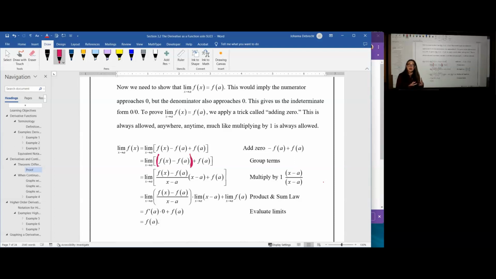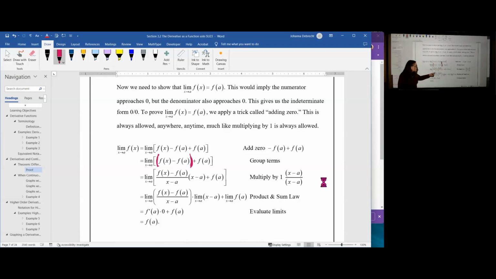Then I multiply by a form of 1, x minus a over x minus a. Can you see where I'm going? I'm trying to build the definition of the derivative. I need it to be applied to the f of x minus f of a part, so I multiply the numerator by x minus a and the denominator by x minus a. Then I use the product and sum law for limits in order to split apart this product and to split apart the sum, writing the limit as x approaches a of f of a.